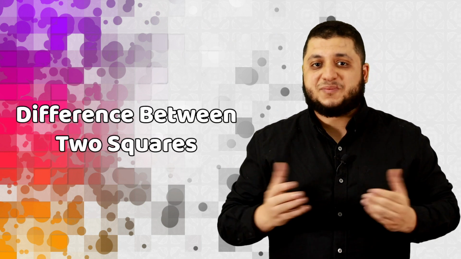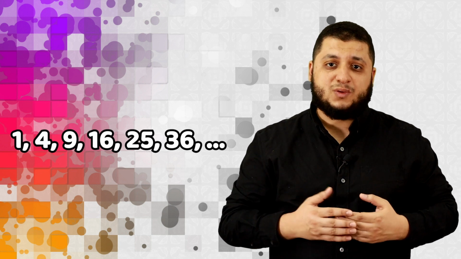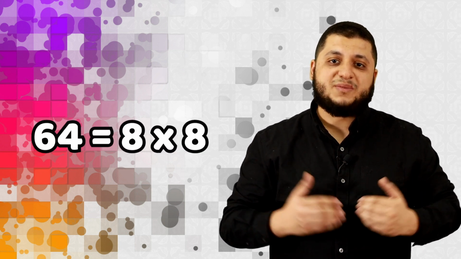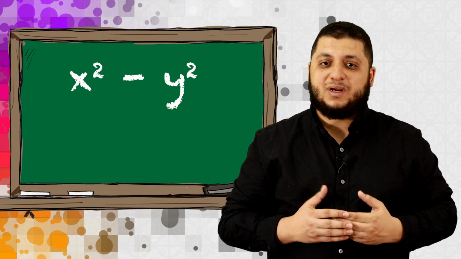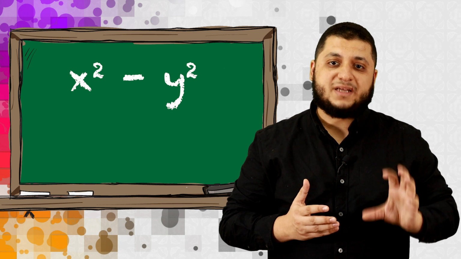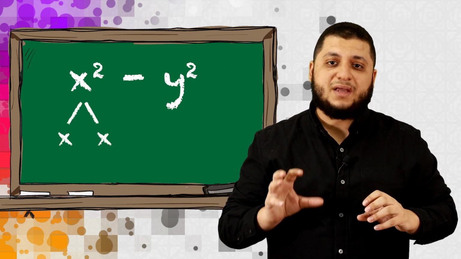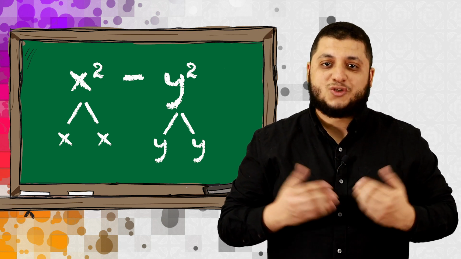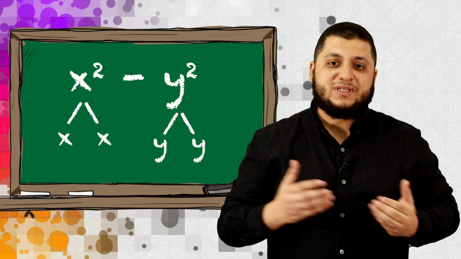Number 2. Difference between two squares. First, I'd like to tell you that we have some numbers, we call them square numbers, like 1, 4, 9, 16, 25, 36, and so on. The product of the number multiplied by itself, like 36, 6 times 6, 49 is 7 times 7, 64 is 8 times 8, and so on. Difference between two squares, it's like x squared minus y squared. We have here x squared or x power 2, which is x times x, and y squared, which is y times y, and between them we have minus. So we call this expression difference between two squares.